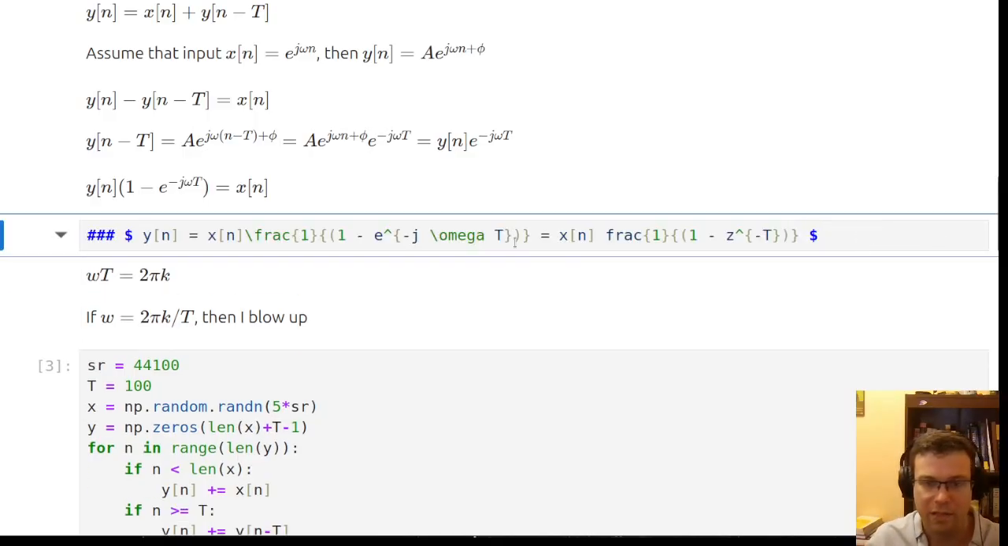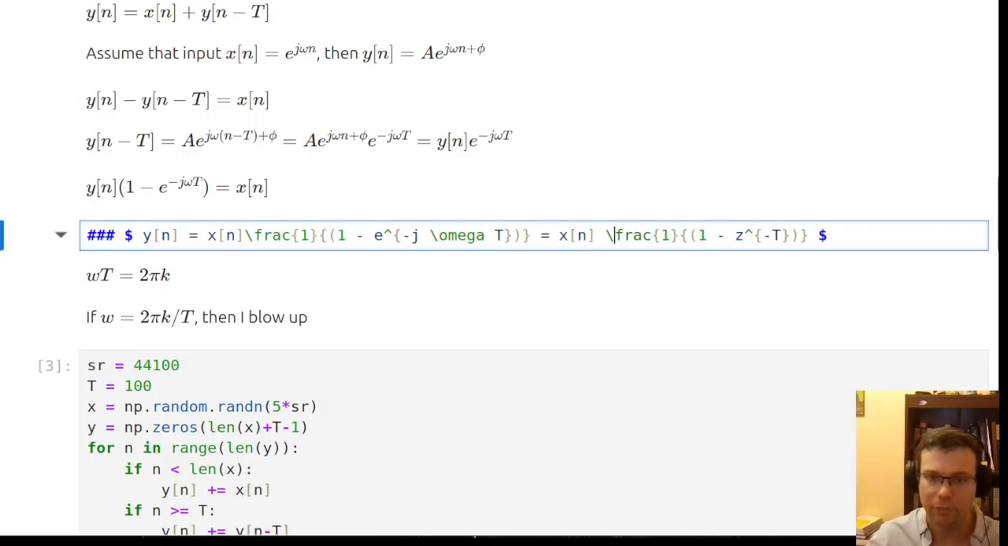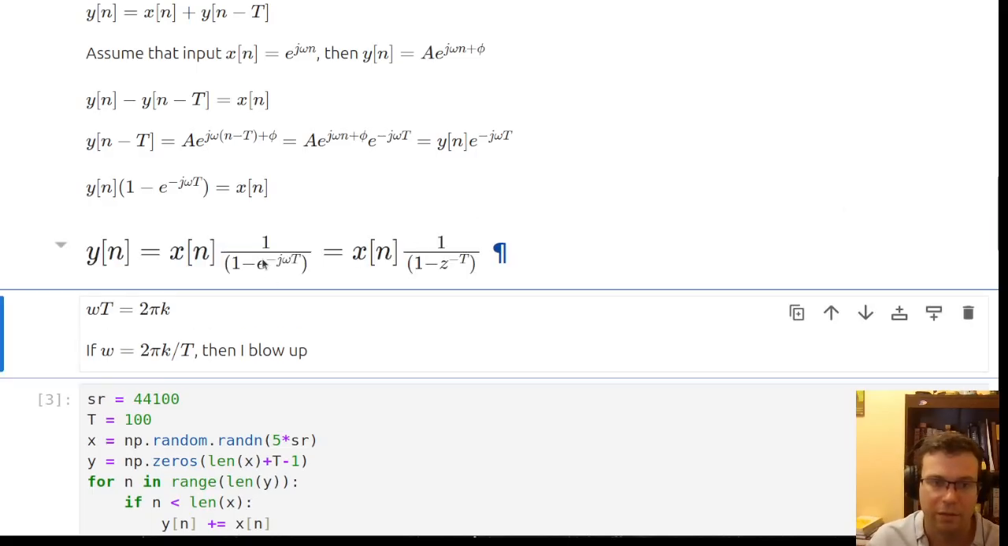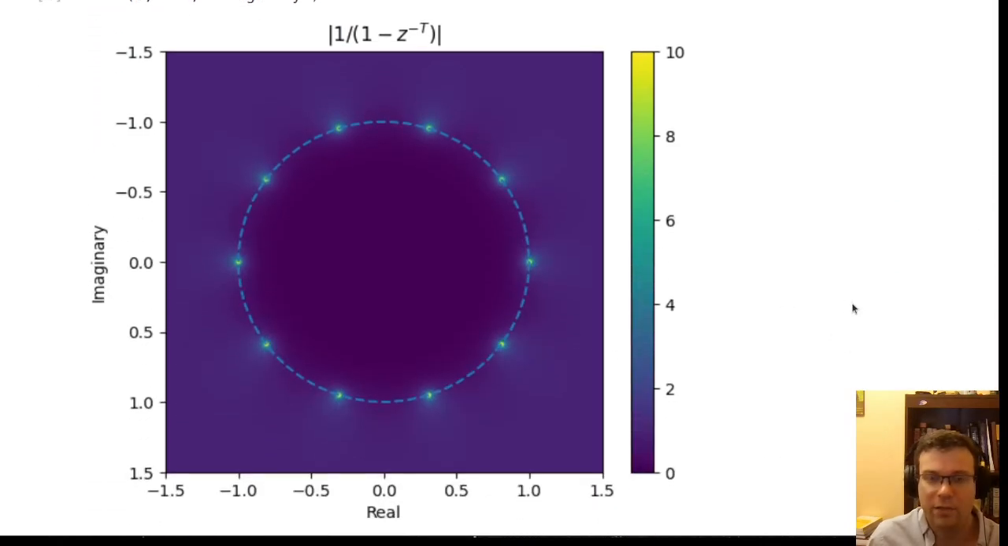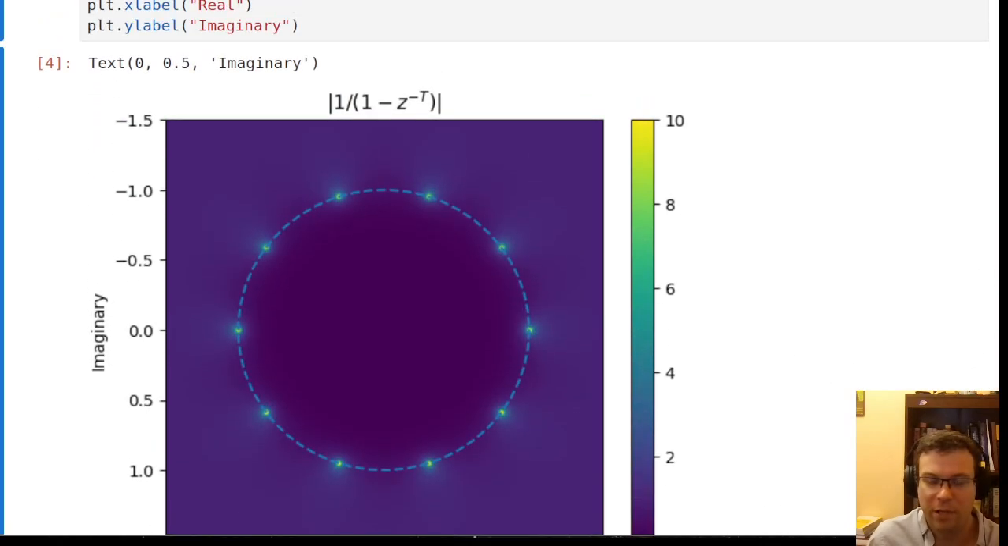Where I'm making z here be e to the j omega, like I was doing before, but I don't have to be limited to that. It's usually what I would think about when I'm trying to analyze these filters, because I'm thinking what they would do to sinusoids. But if I allow myself to generalize away from that and look at the entire complex plane, then it becomes clearer why I would call these special points poles.